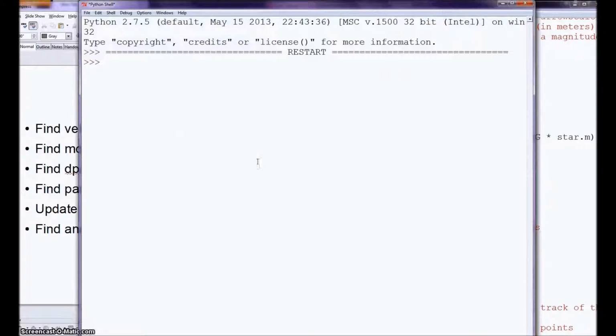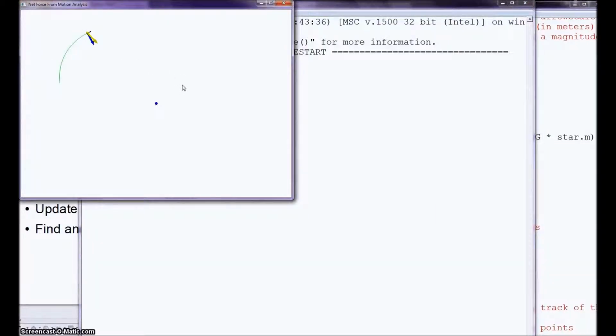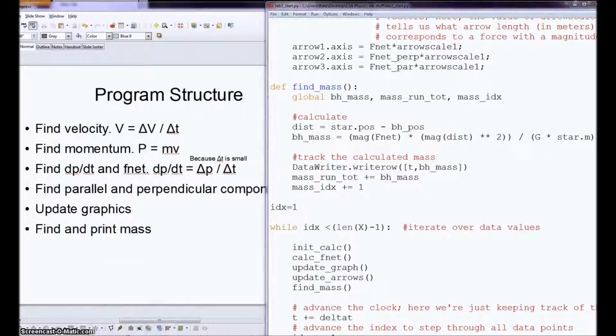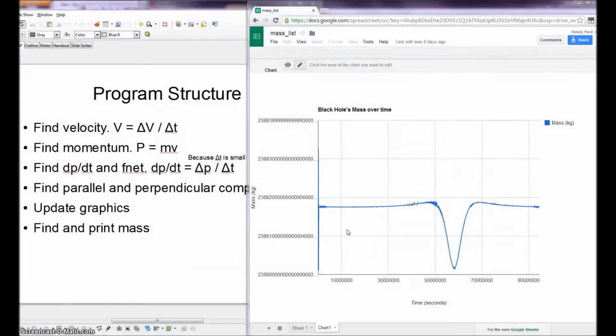When I run the program, you see the star orbiting the black hole and you see arrows representing the net force acting on the star. You also see that the average of the mass calculations is 2.388 times 10 to the 31st kilograms. I say average because there is some variation in the calculated mass, which you can see from this graph that I made by writing the calculated mass into a CSV file.